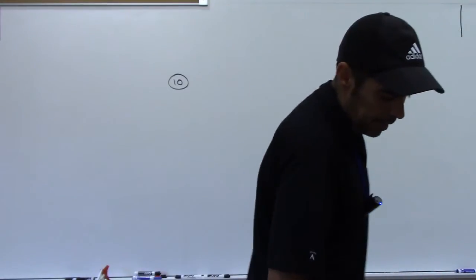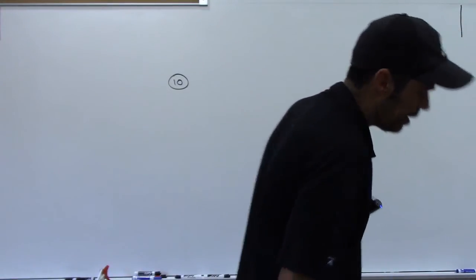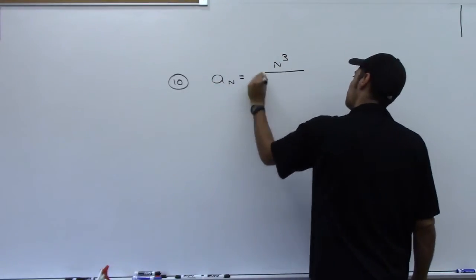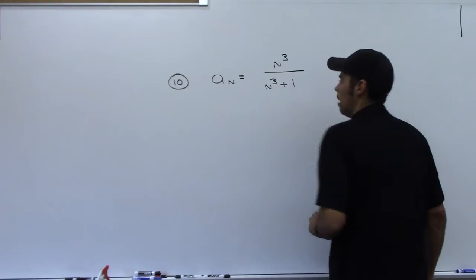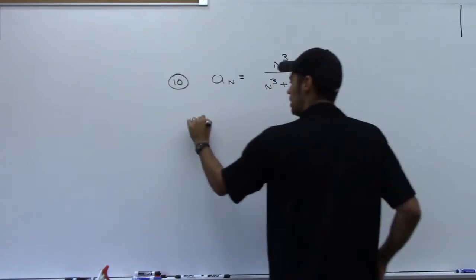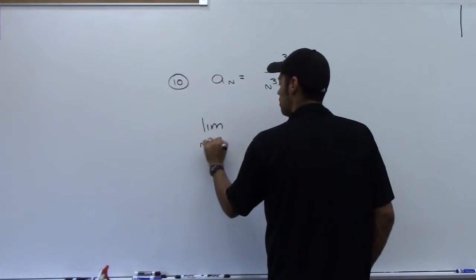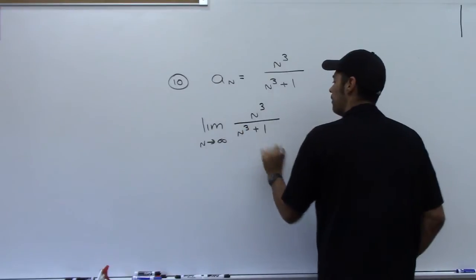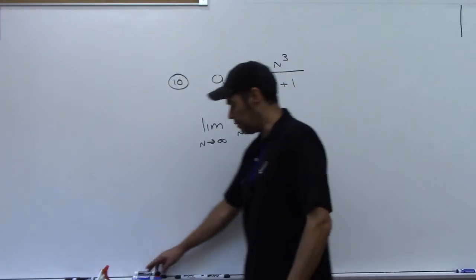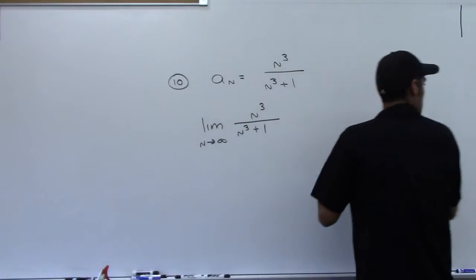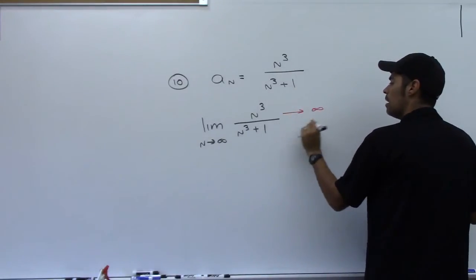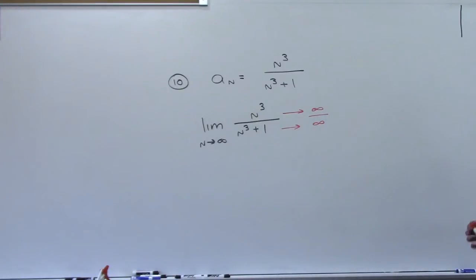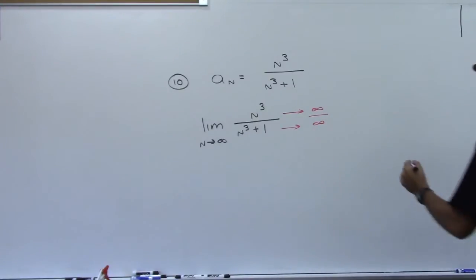Okay, 10. A sub n equals n cubed over n cubed plus 1. All right, so what happens here if we take the limit as n goes to infinity of n cubed over n cubed plus 1? Well, the top is getting bigger and bigger, right? The top is headed to infinity, and the bottom is also headed to infinity. And whenever we had that back in Cal 1, we used something called L'Hopital's rule.